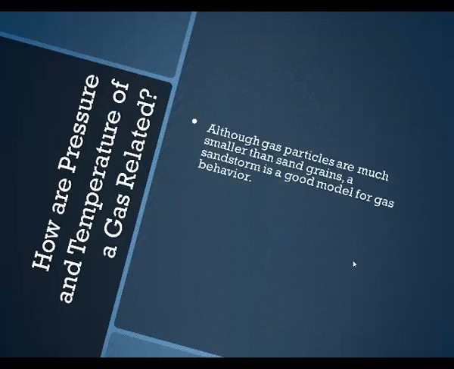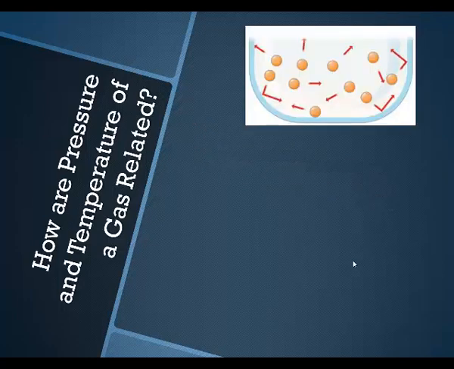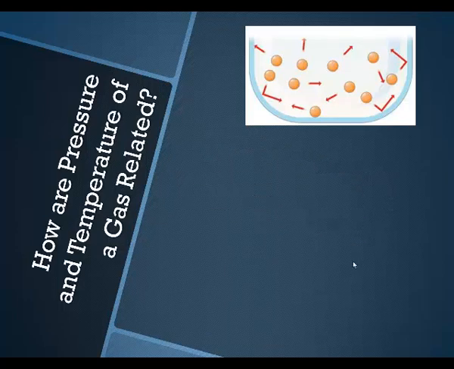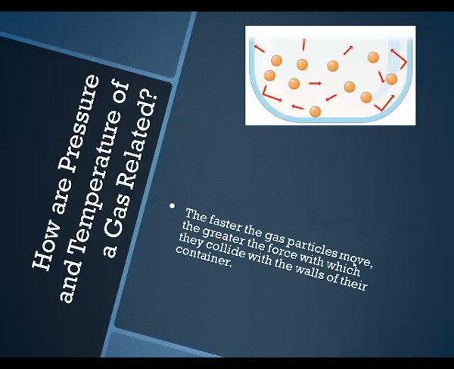Although gas particles are much smaller than sand grains, a sandstorm is a good model for gas behavior. So like grains of sand in a sandstorm, gas particles travel at very high speeds. The faster the gas particles move, the greater the force with which they collide with the walls of their container.